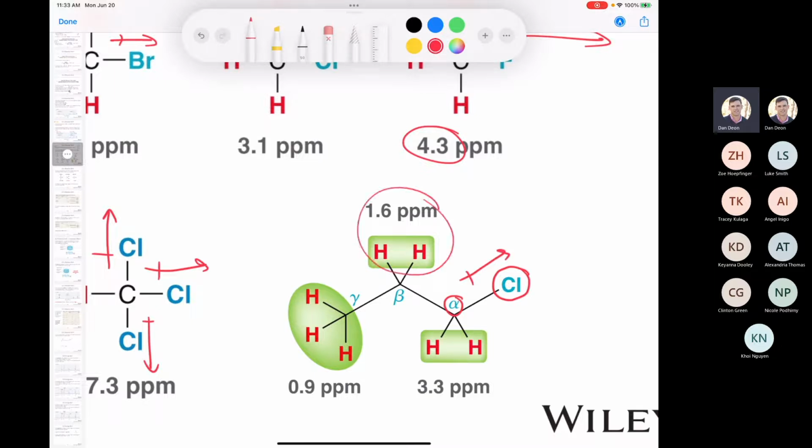Same with the beta protons. They don't feel it nearly as much. You can see their chemical shift isn't as high. However, they do experience some deshielding. But once you get to gamma, it has no effect. So no effect. So what I'm saying is that this dipole isn't affecting these three protons at all. It only affects the alpha and the beta protons.